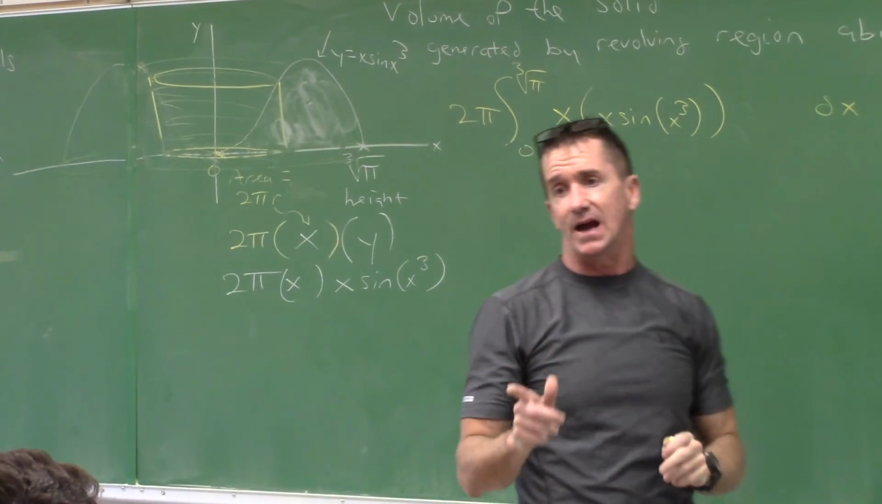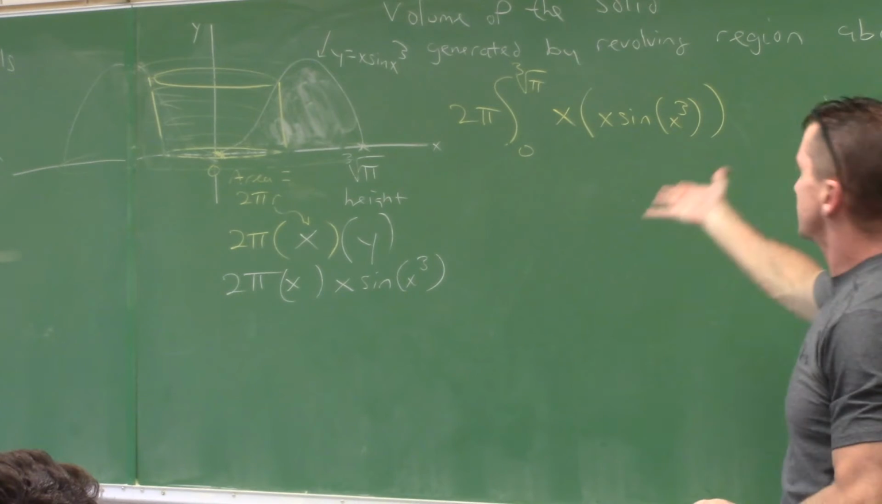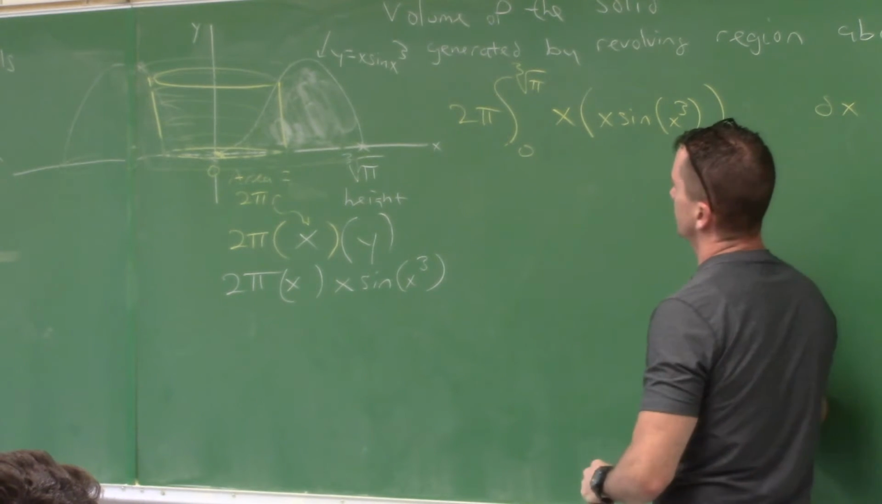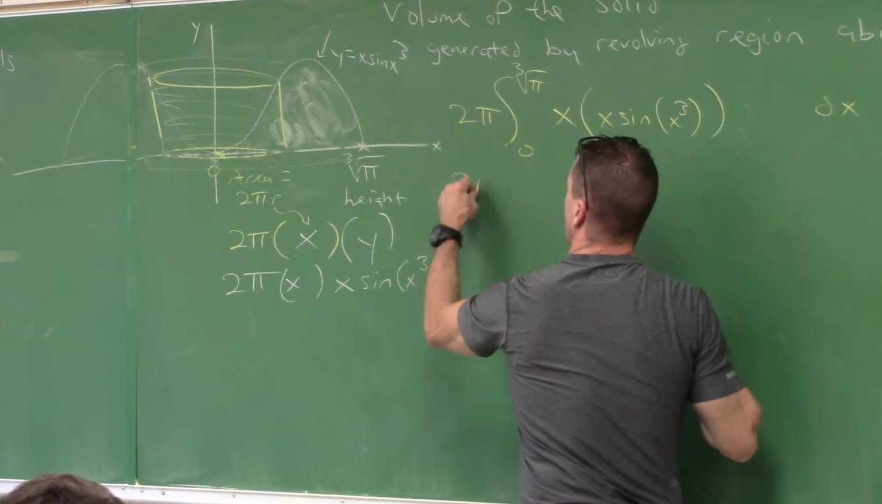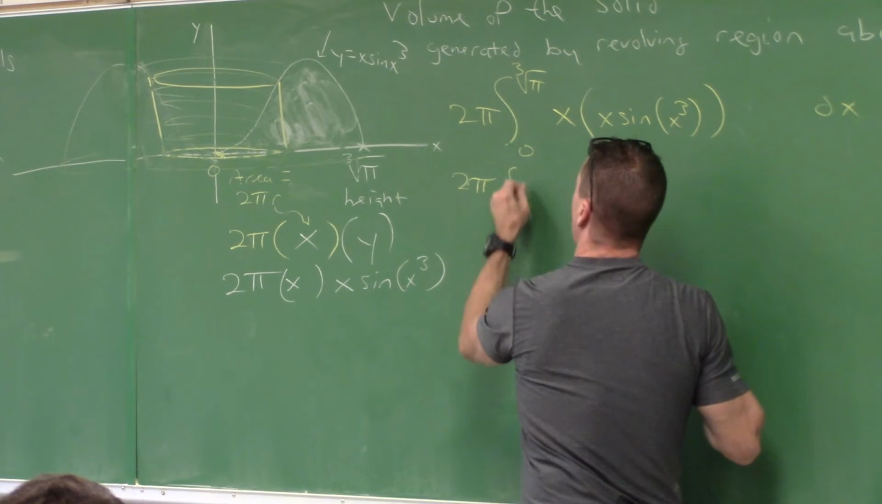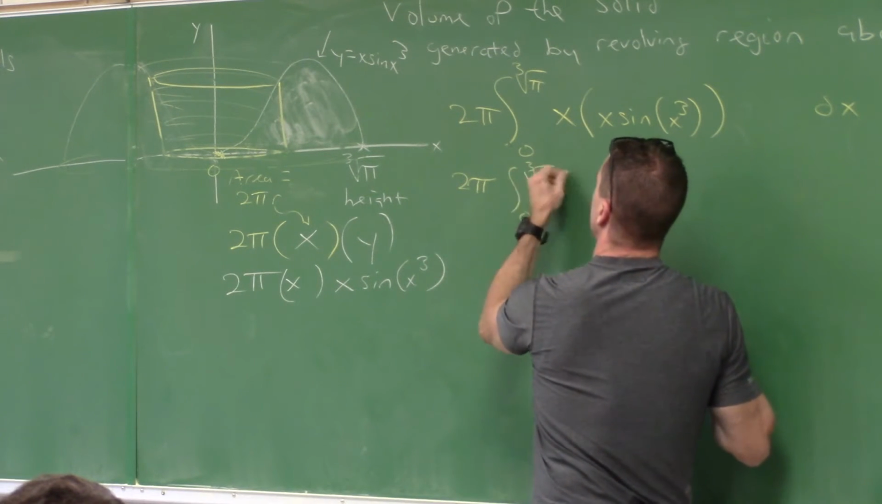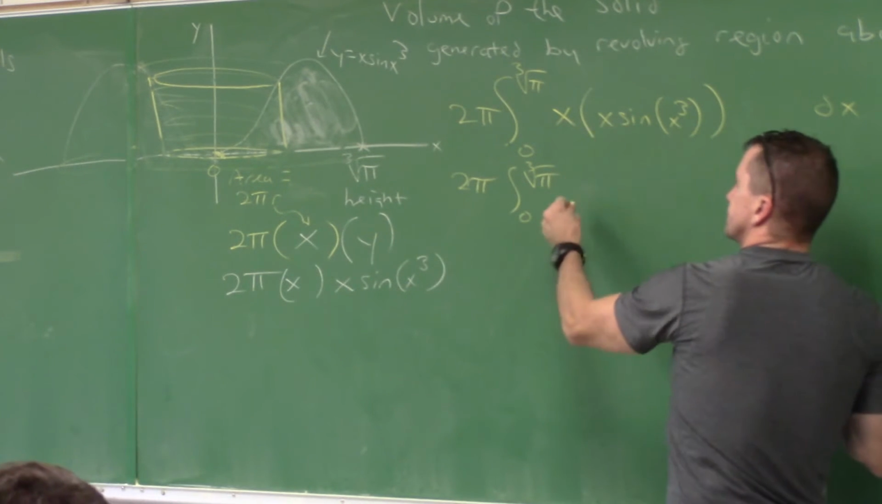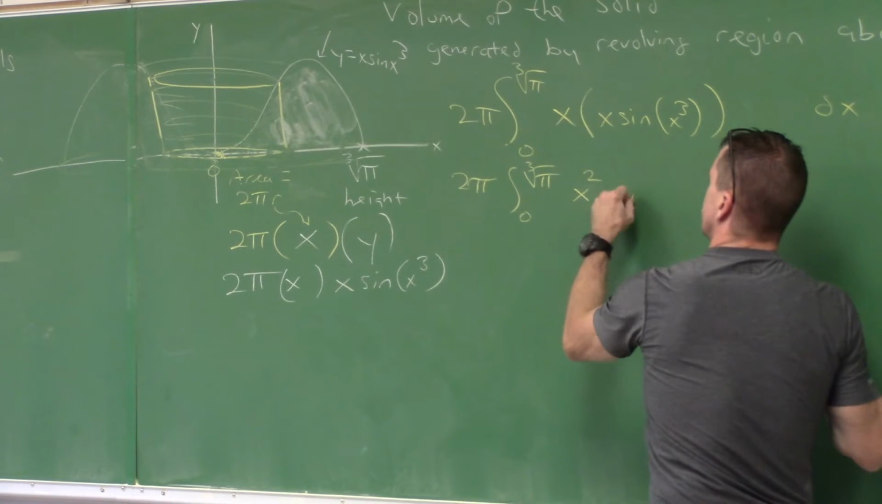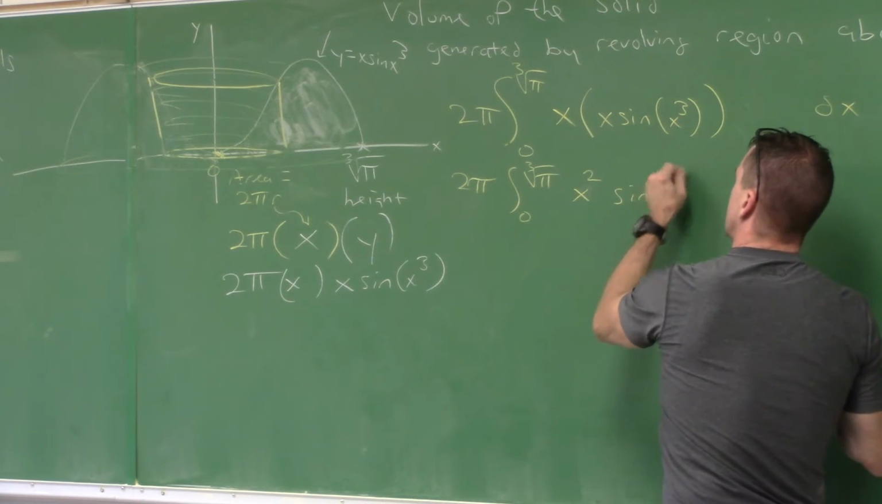But now we have that x with the other function. There's a way we can solve this. We've all come from calculus 1. There's an integral technique. Very popular, allows us to solve this problem and other problems as well in our course. By the way, what is x times x? X squared sine of x cubed.